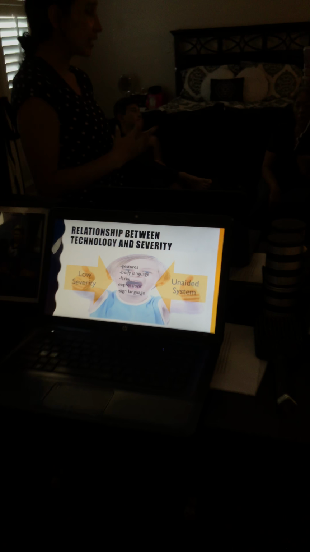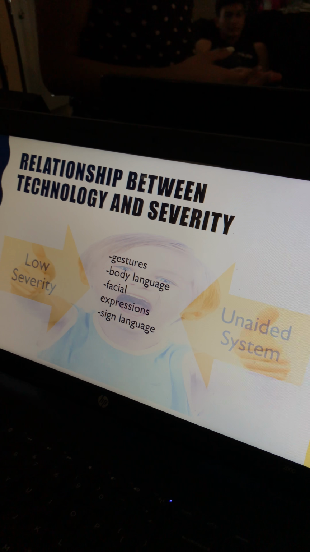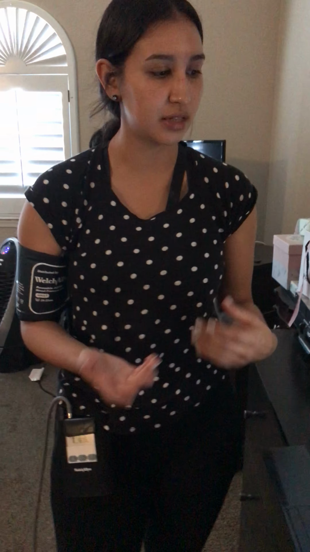Next, we're going to talk about the relationship between technology and severity. So like I mentioned before, age has a lot to do with what kind of technology is going to be offered to the patient. However, severity also has a lot to do with it. So let's say someone doesn't have such a severe communication disorder, but they do struggle in some ways. Maybe the only method that they're going to be using is gestures, body language, for example, pointing at different things that they may need.